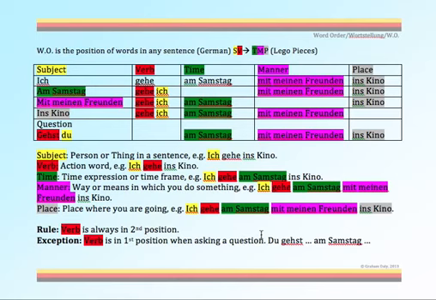Okay, so what I want you to do now is look through your copybook or some German or your textbook and find a couple of examples, write them down, and color code the sentence according to the subject, verb, time, manner, place. And then come to class or have examples ready so we can discuss.